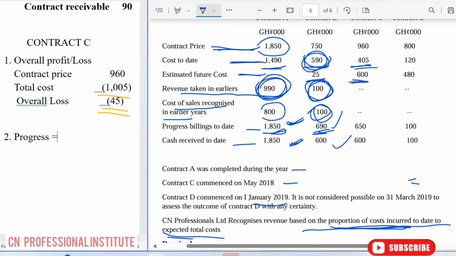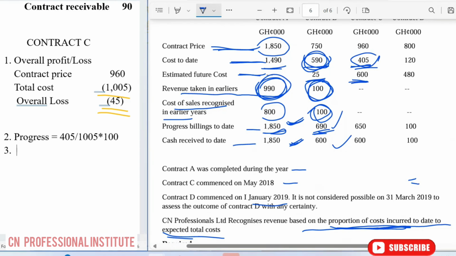Step 2 is to get our progress as usual. Here, don't forget we are still using the input method. Cost to date divided by total cost times what? 100. Okay, what's our cost to date? It's in the question, 405 here. So we pick 405. So that's 405 cost to date divided by total cost. Total cost is cost to date plus cost to complete. That's what we added, and we got what? 1,005. Okay, 1,005, then by 100%.